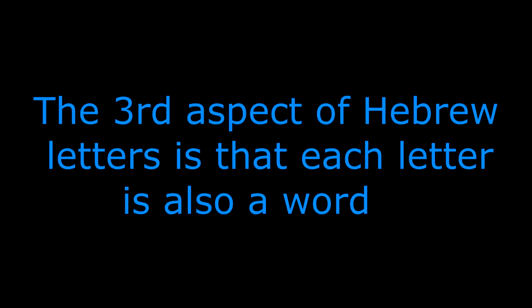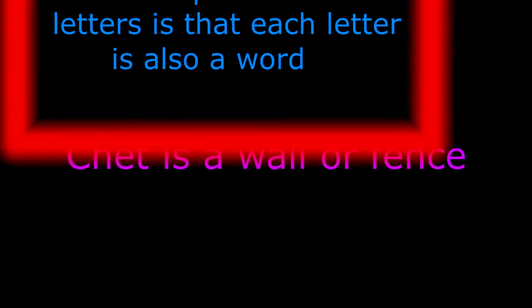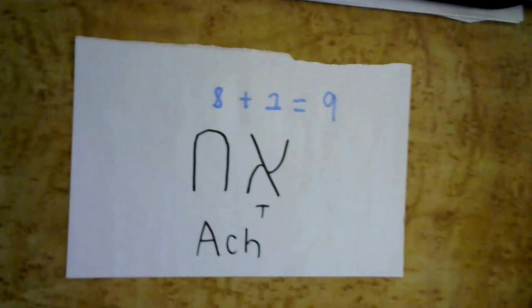On to the third aspect of Hebrew letters, which is that each Hebrew letter is also a Hebrew word. Het is a wall or a fence. So if we look at the Hebrew word for brother that I showed you earlier, you have Alef, which is strong, and Chet, which is a fence, a strong fence or wall. Remember, in the Hebrew, it's the function that's the emphasis. So a wall or fence can perform different functions. It can protect or it can separate.